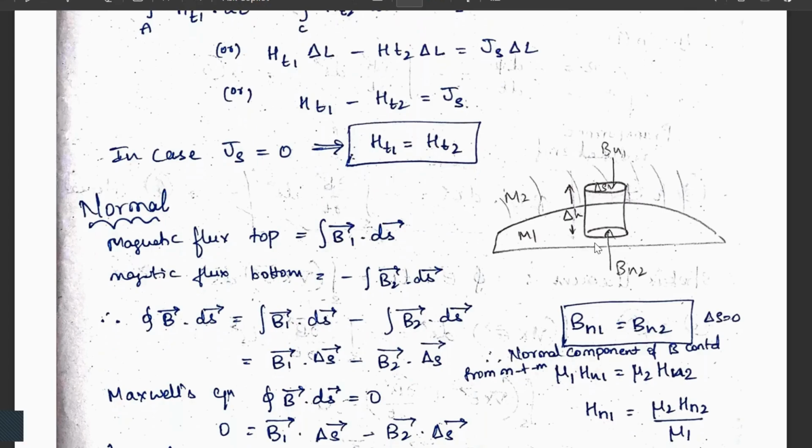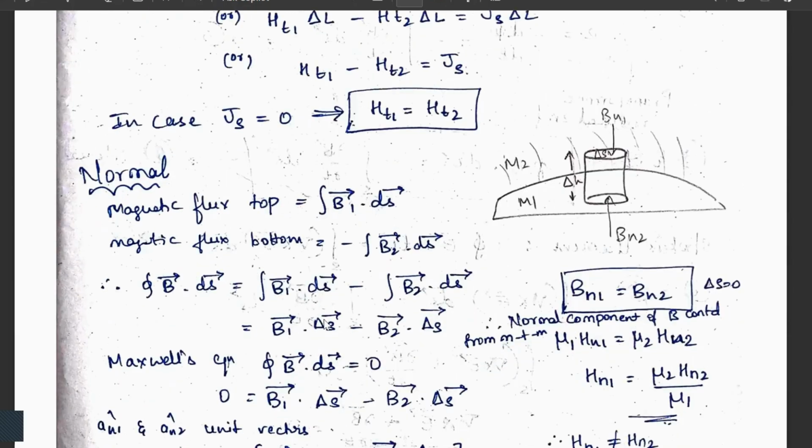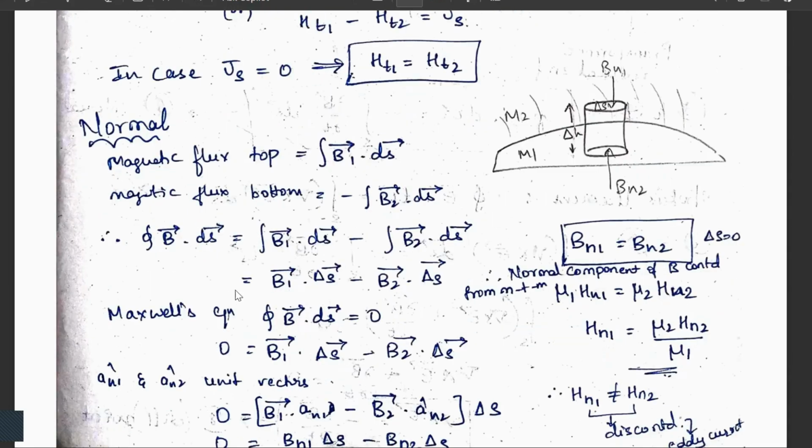Now, the integration of B vector dot dS vector is the difference of these two. You would basically add them, but here the minus sign applies. So the integration of B1 vector dot dS minus the integration of B2 vector dot dS is equal to B1 vector dot delta S vector minus B2 vector dot delta S vector. From Maxwell's equation, we know that the integration of B vector dot dS vector is 0. So put 0 here.